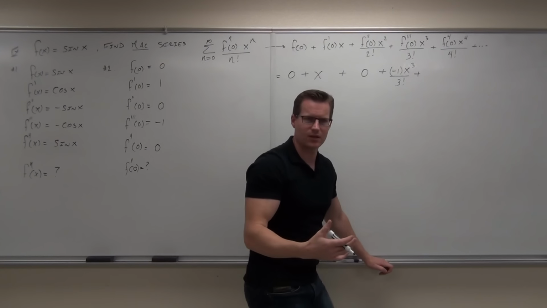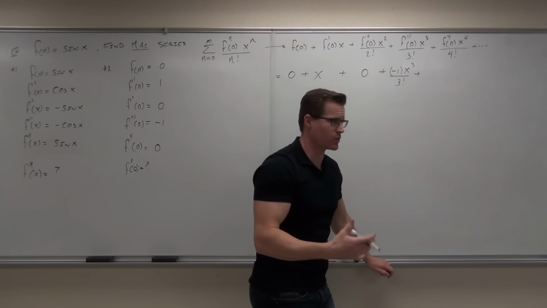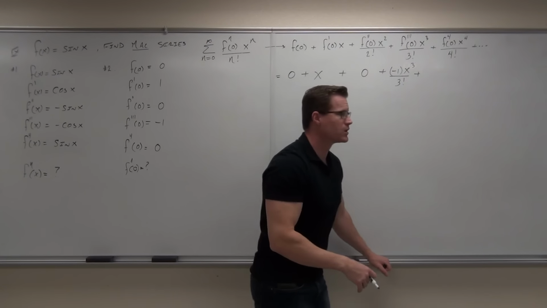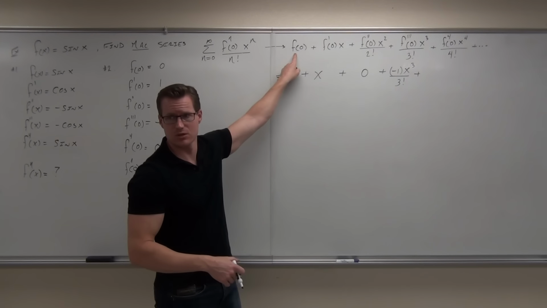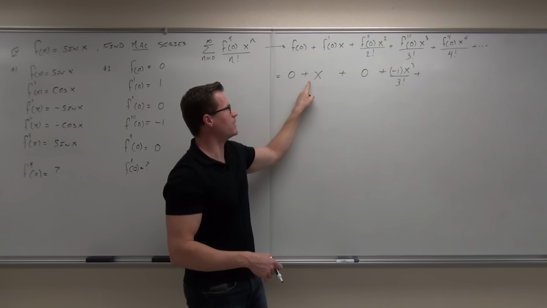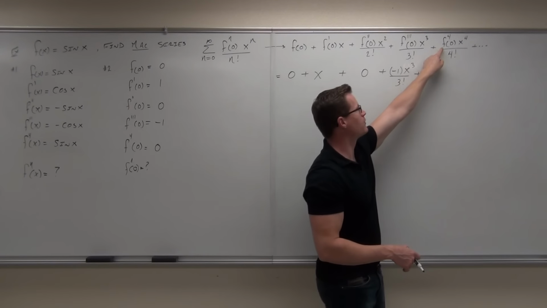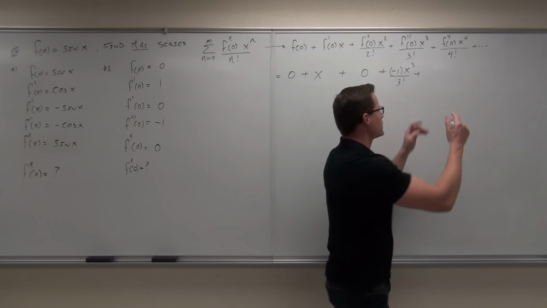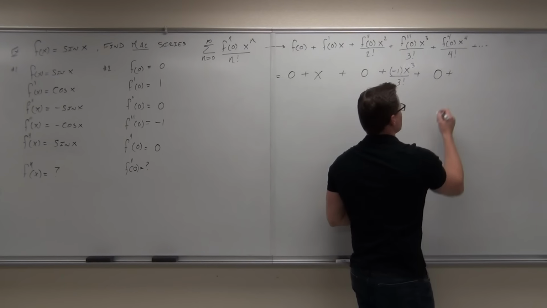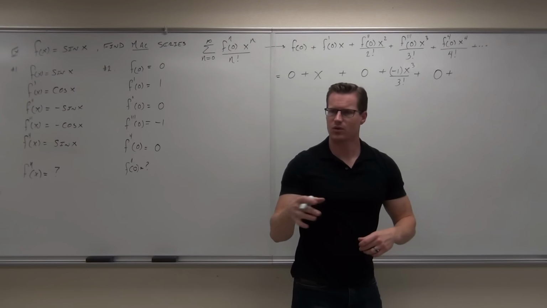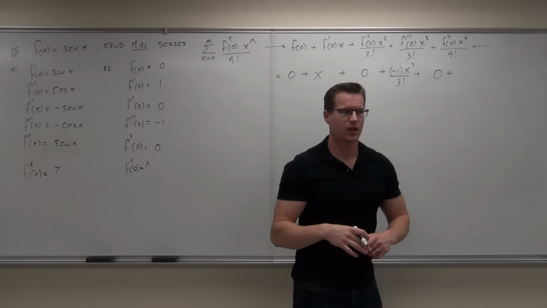Are you with me at all? I don't want to lose you here, but I want you to be with me, but I got to move too. So do you get that the function at 0 is 0? Yes, no? The first derivative at 0 is 1. The second derivative at 0 is 0. Third derivative at 0 is negative 1. Fourth derivative at 0 is 0 times anything is 0. Plus, how about the fifth derivative? Is it going to be 0 or 1 or negative 1? 1. It's going to be 1.